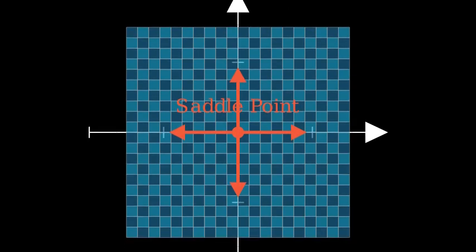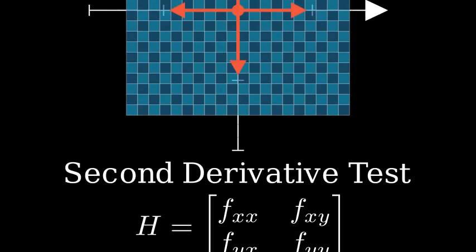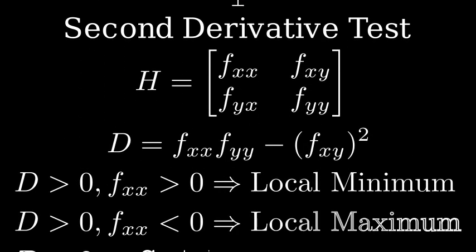We use the second derivative test. For functions of two variables, we calculate the Hessian matrix, which contains all the second partial derivatives of the function. The Hessian matrix looks like this, where f underscore xx means the second partial derivative with respect to x twice, and f underscore xy means the partial derivative with respect to x, and then with respect to y. We then calculate the determinant of this matrix, which we'll call D.